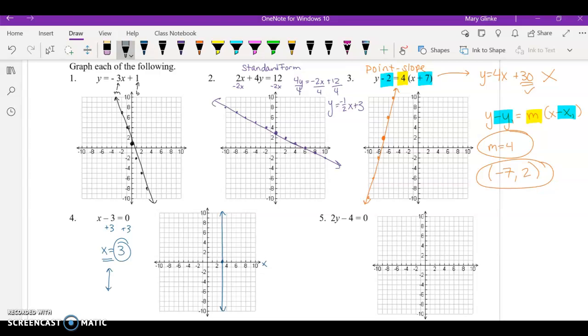The next one is very similar. When you add 4 to the other side and then divide by 2, you end up getting just y equals a number. We get y equals 2. If it's y equals a number, it's going to be a horizontal line. It's going to go through the y-axis at whatever number it is. So we end up graphing a horizontal line through 2 on your y-axis.